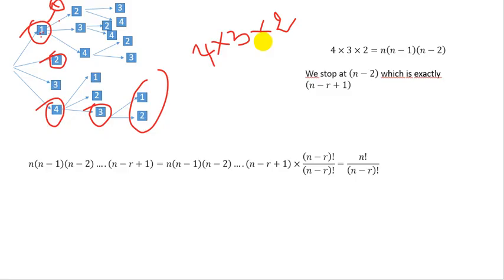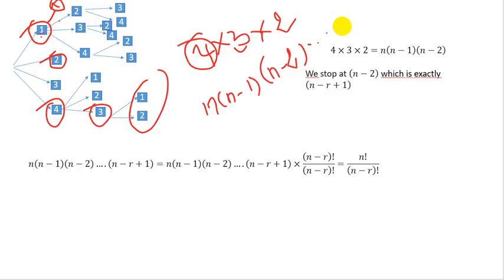So what is 4? We said it is our n. What is 3 is n minus 1. What is 2 is n minus 2. And we keep subtracting 1 until we achieve a number. This number is actually n minus r plus 1. We stop there. We stop at n minus r plus 1.